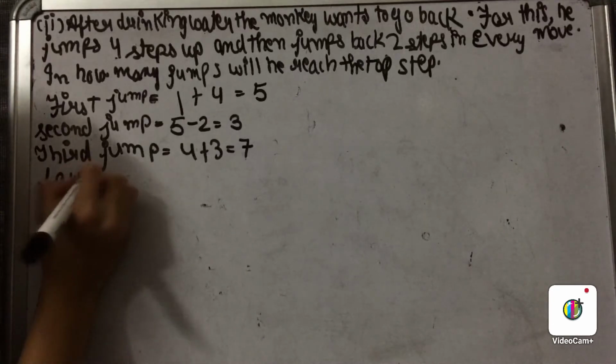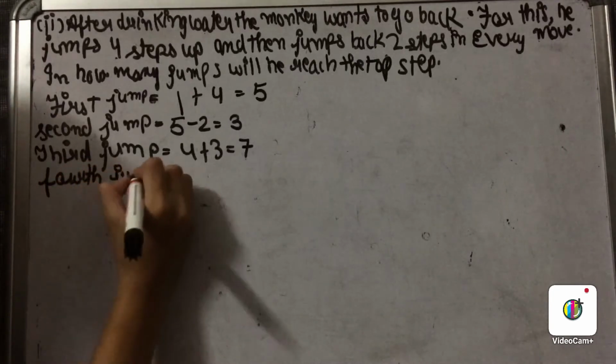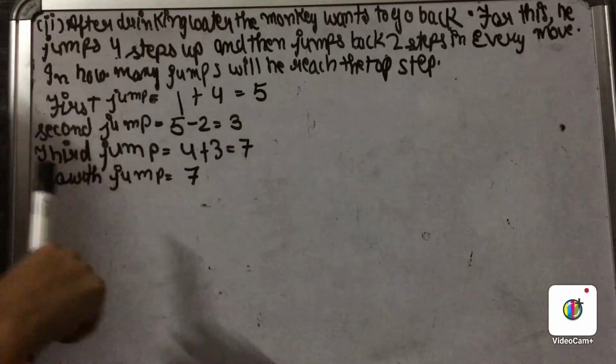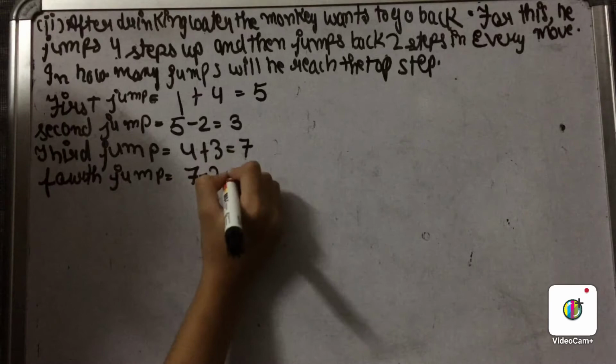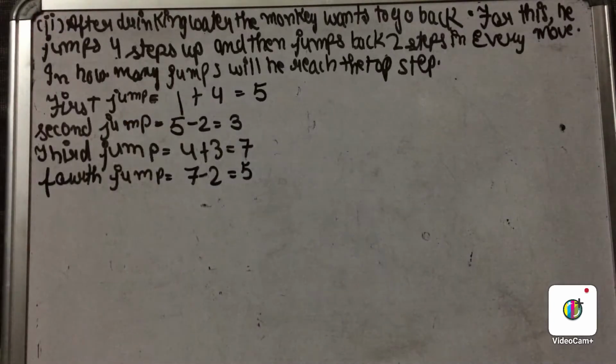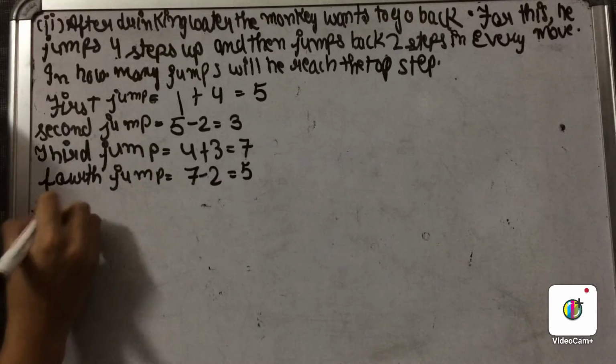Fourth jump. So what is in the fourth jump? He moves 2 steps backwards. So what is 7 minus 2? 7 minus 2 is 5. And now let us move on to the fifth jump.